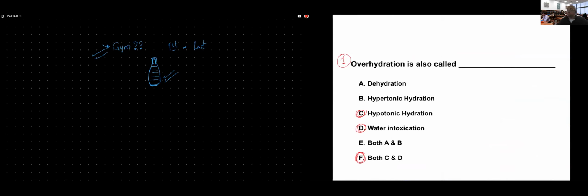All right, is this clear? So other names for cellular overhydration are both hypotonic hydration and water intoxication. So it's not always that drinking large amounts of water is going to be something good, right? Drinking too much water can cause intoxication.